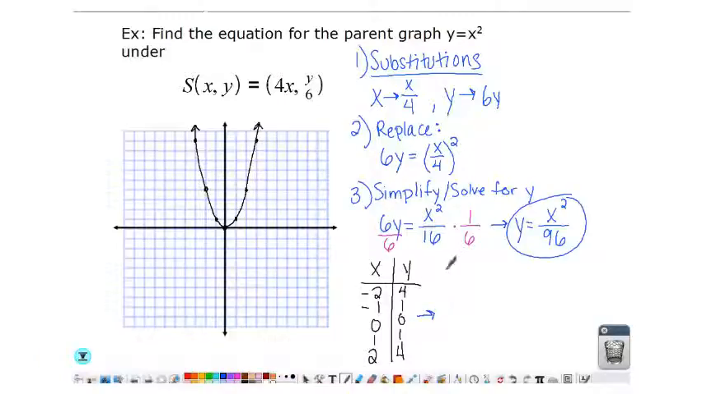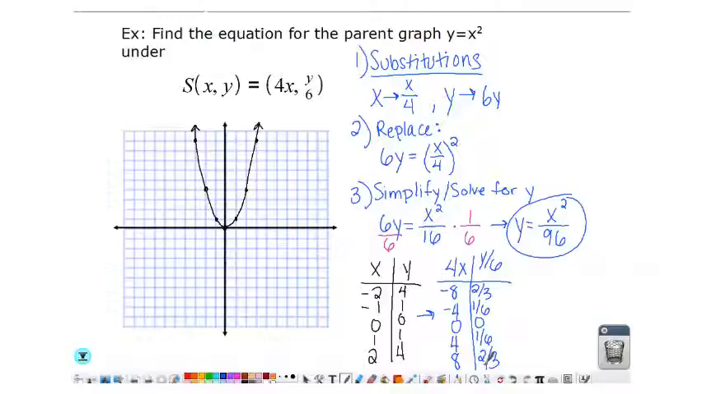So we have 4x and y over 6. Okay, so multiplying the x's first, we get -8, -4, 0, 4, and 8. And dividing by 6, we get 4 over 6, which is 2/3, 1 over 6, 0, 1 over 6, and 2/3. So these are going to be a little hard to graph, but that's okay. We can handle it.